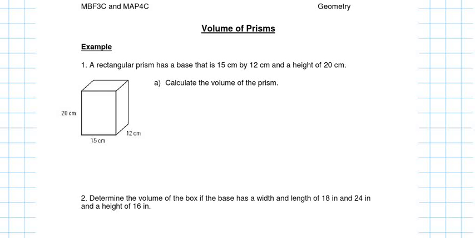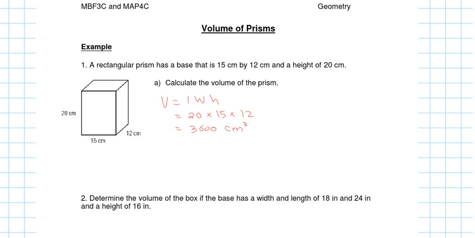The first thing you always want to check is that your units are all the same, so they're all centimeter or all meter, or inch, feet, whatever it is. A rectangular prism has a base that is 15 by 12 centimeter and a height of 20 centimeter. Calculate the volume. The formula is length times width times height, so it's a matter of multiplying all three. What's 20 by 15 by 12? 3,600 centimeter cube.